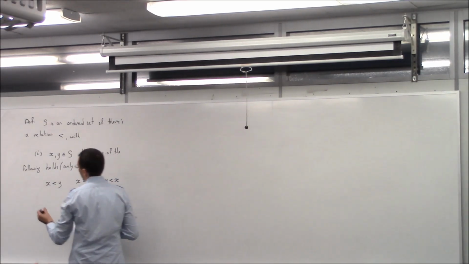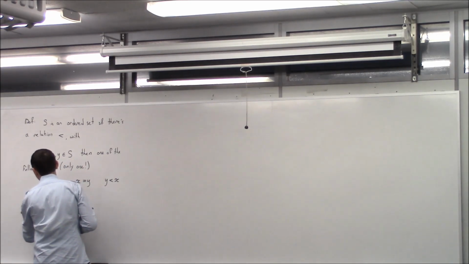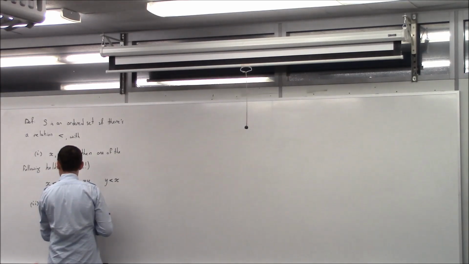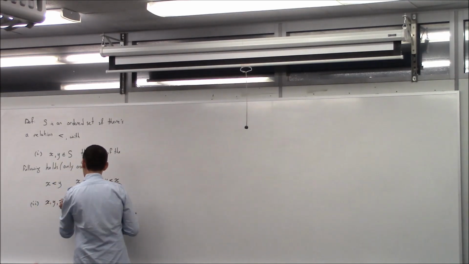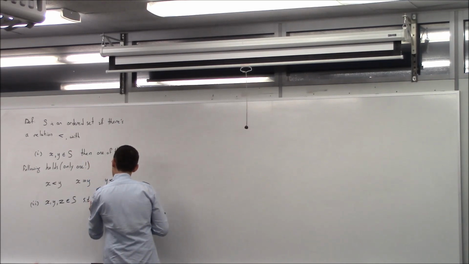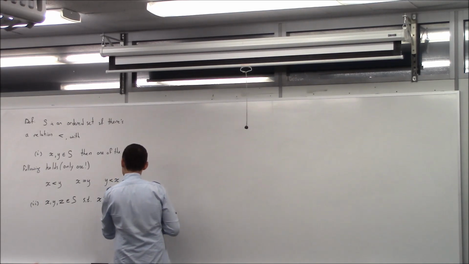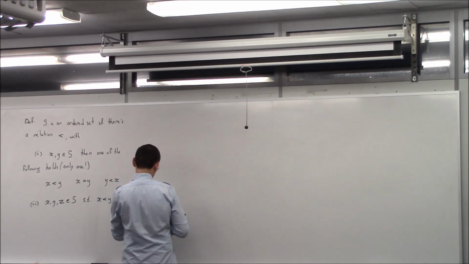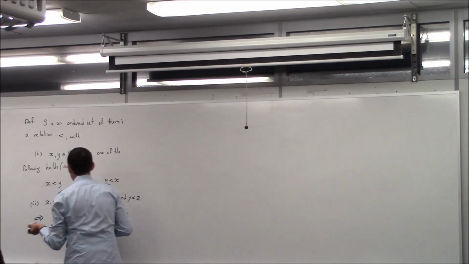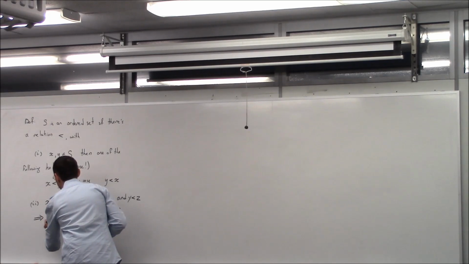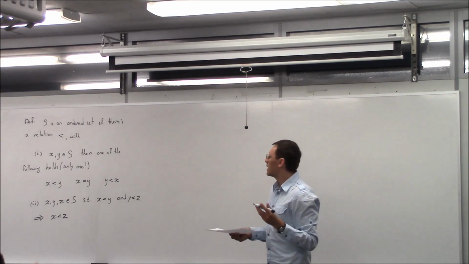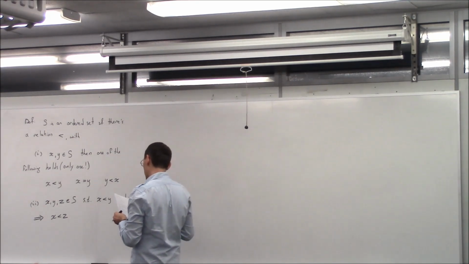And the second property is that if x, y, z belonging to S are such that x is smaller than y and y smaller than z, that will imply, so that's a transitive property, that x is smaller than z. Okay? Those are the abstract conditions that we require an ordered set to have.